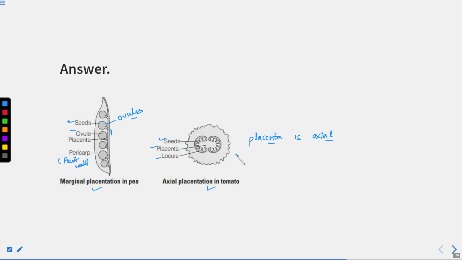So here you can see in marginal placentation, what were the conditions? Monocarpellary means single carpel, and it should be unilocular and half inferior ovary. In axile placentation, you can see here more than one carpel is present and it is multilocular.